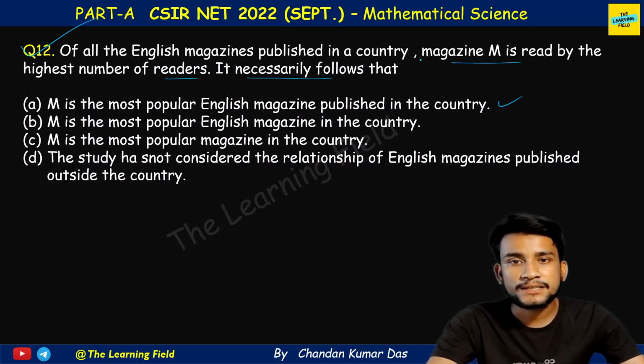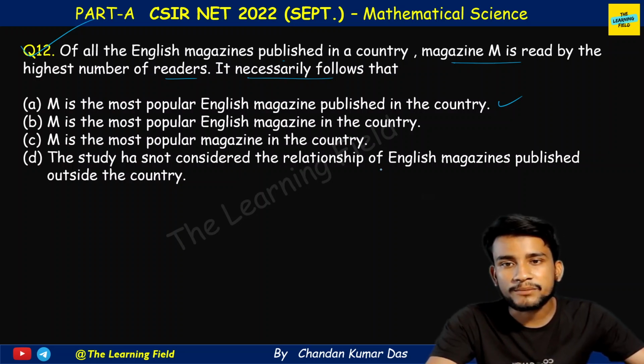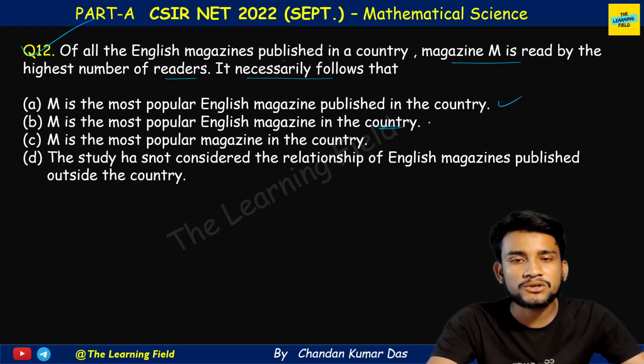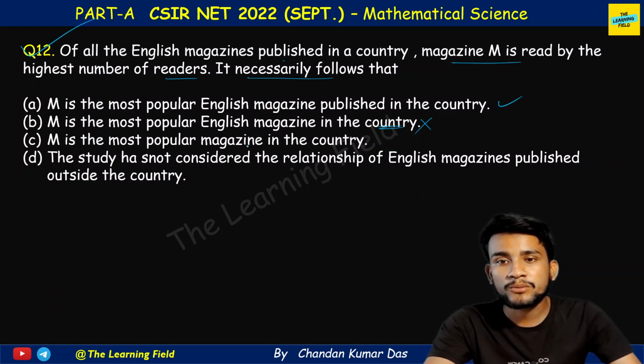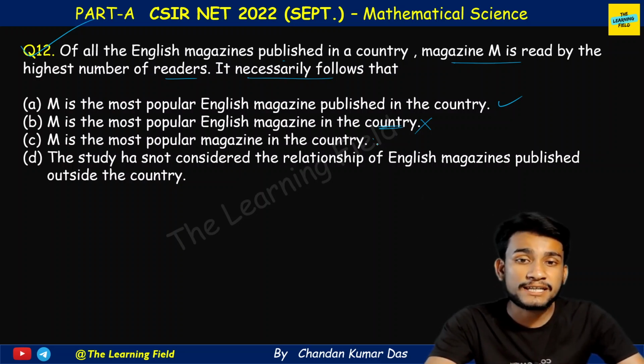But it says that which is published in the country, but that is not in this option. It is not given whether it is published in the country or not. So this is not the case. M is the most popular magazine in the country. No, M is an English magazine.